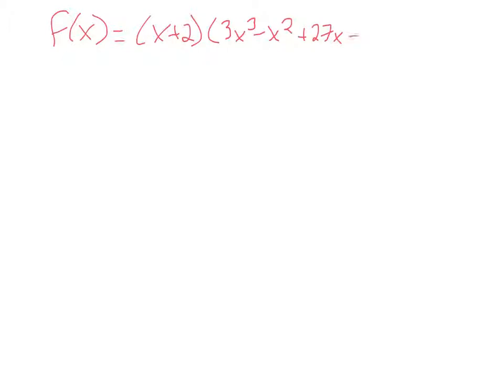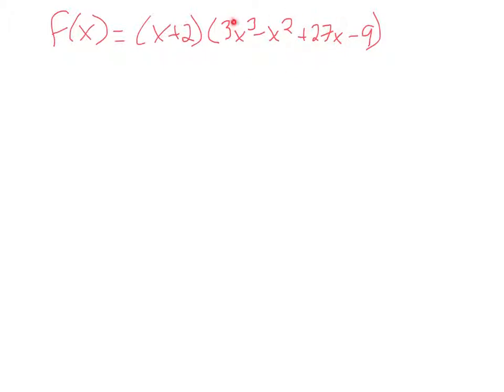Once we factored f of x using that depressed polynomial, we get that x plus 2 is a factor, because we just determined that negative 2 is a zero. And then our depressed polynomial was 3x cubed minus x squared plus 27x minus 9. Now, what you could do here is repeat this whole process on this polynomial, 3x cubed minus x squared plus 27x minus 9, and then take the depressed polynomial and do this whole thing over again.